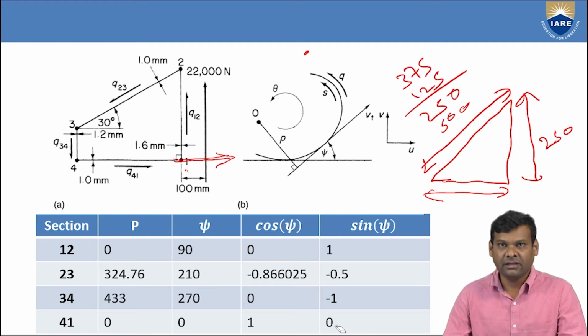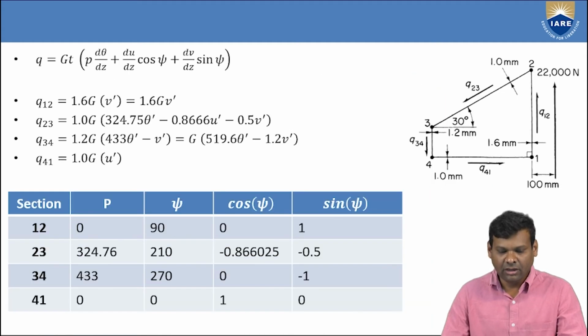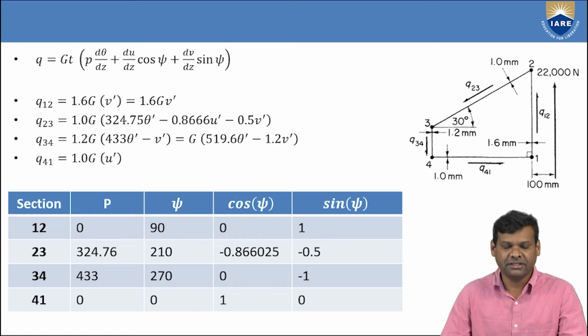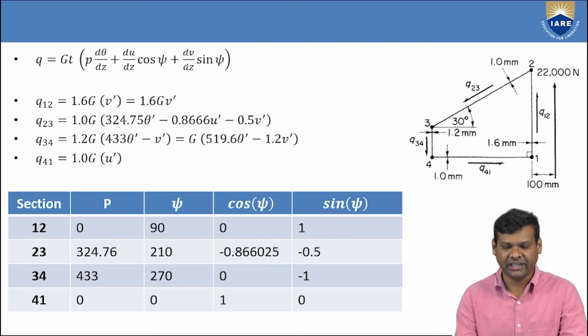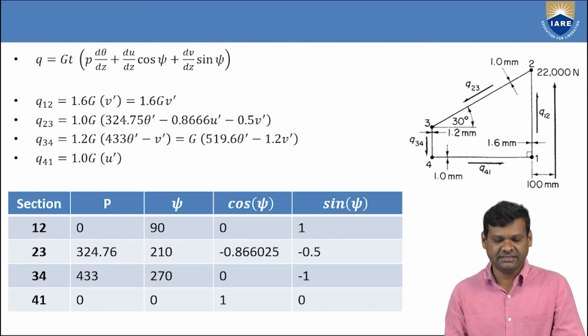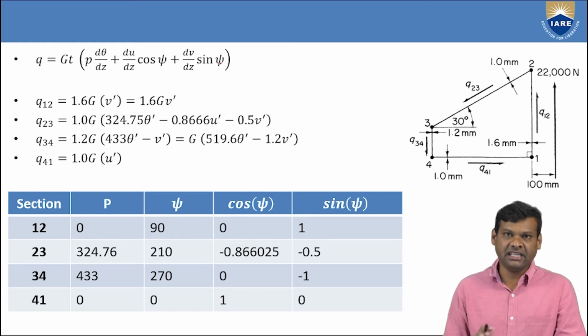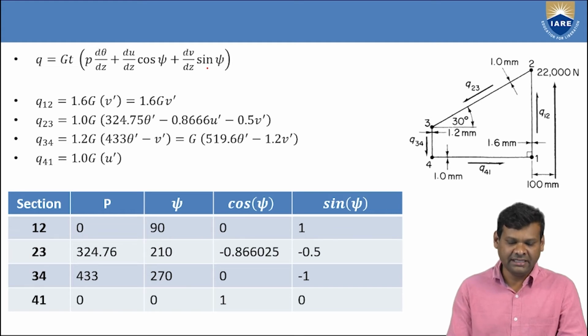This is the table in which we know the P and phi. Let us use this table. What we know is that Q is equal to G t, P d theta by dz plus du by dz cos phi plus dv by dz sin phi. For each and every section, we have determined cos phi, sin phi and P, and this is the formula we are using.